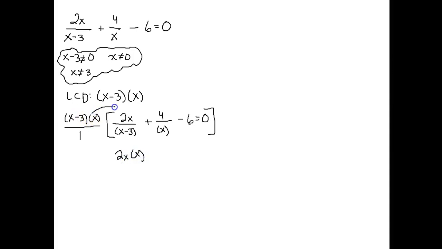Okay, when we distribute to the 2x over x minus 3, the x minus 3's are going to reduce, leaving us with 2x times x. When we distribute to the plus 4 over x, the x's are going to reduce, leaving us with 4 times x minus 3. When we distribute to the minus 6, there's not going to be any reducing because minus 6 is just minus 6, or you can say 6 over 1. And then when you times by 0, you're going to get 0.